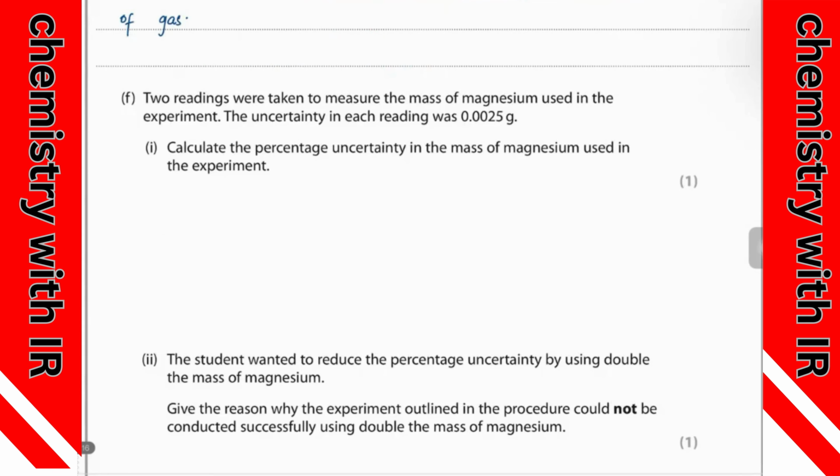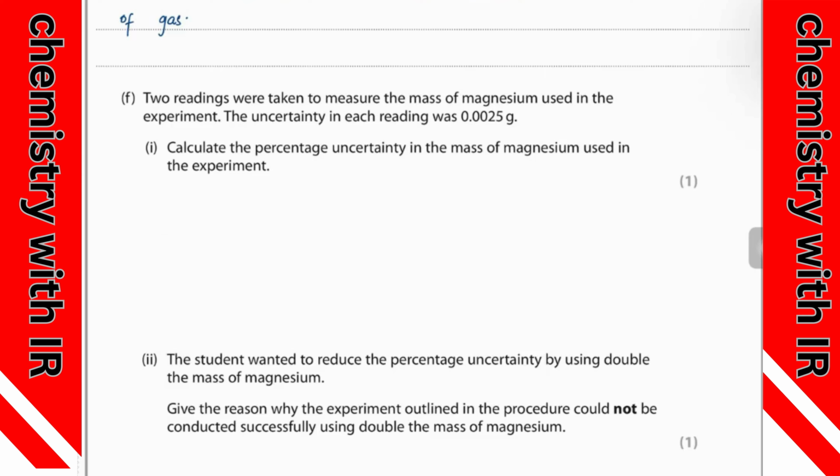And then two readings were taken to measure the mass of magnesium used in the experiment. The uncertainty in each reading was 0.0025. Calculate the percentage uncertainty in the mass of magnesium used in the experiment. We are taking the reading twice, before and after. This is of only 1 mark.